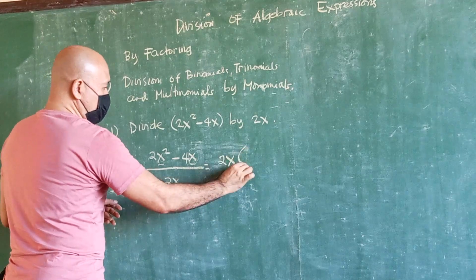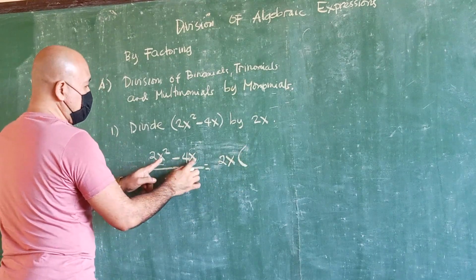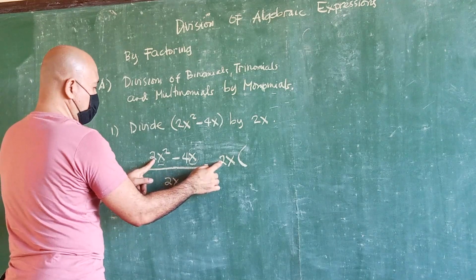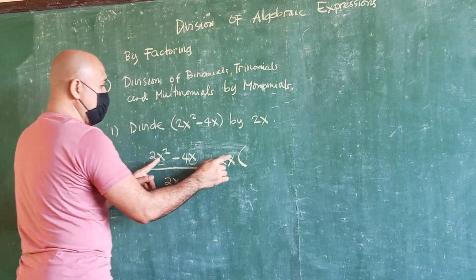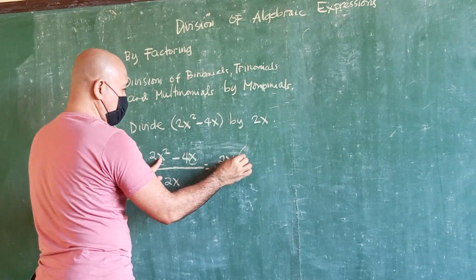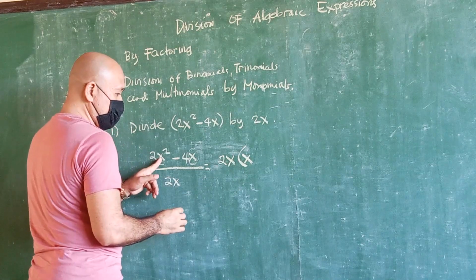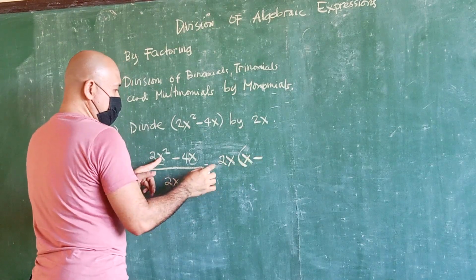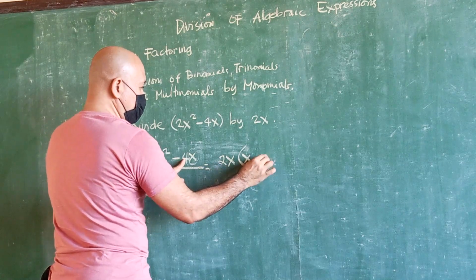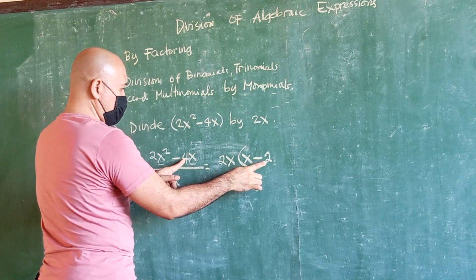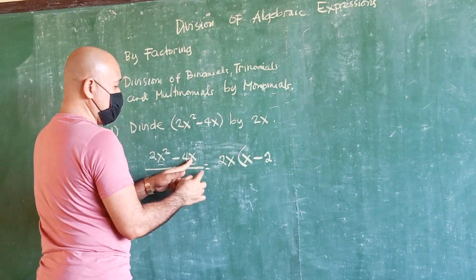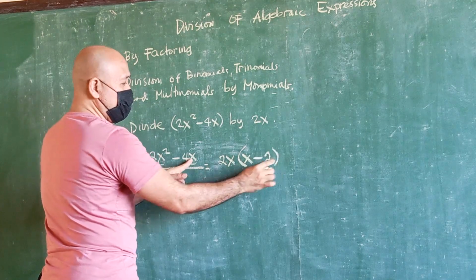So when you factor out 2x from the first and second term, for the first term, since you factor out 2, there is no more coefficient here. What remains is only the variable x. And then copy minus. Since you factor out 2 from 4, the remaining value here is only 2. And since you factor out x from this term, there is no more variable here.